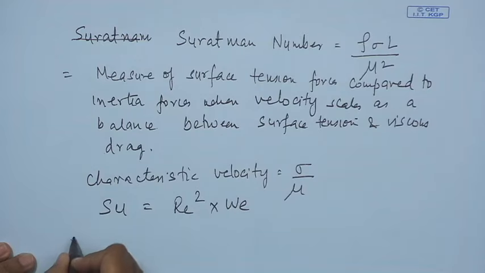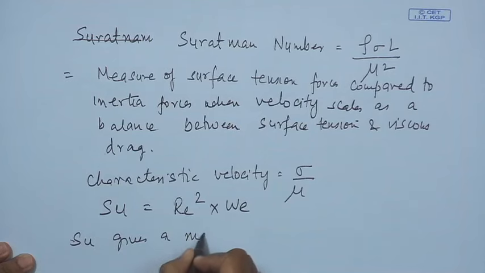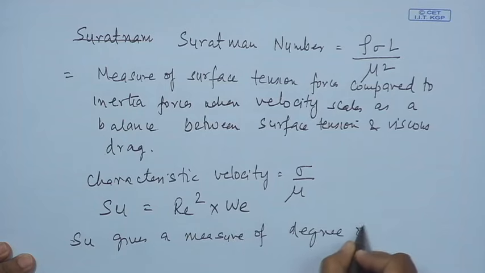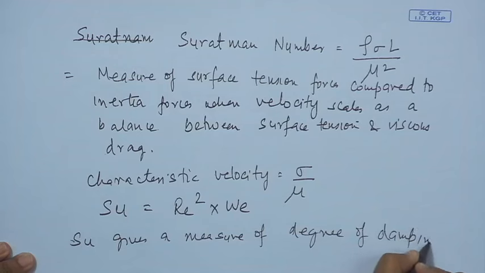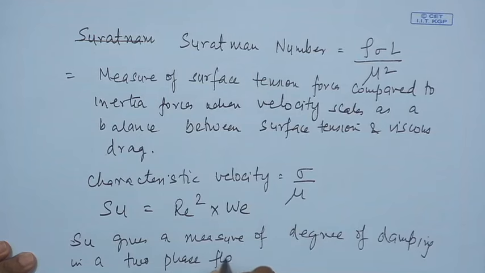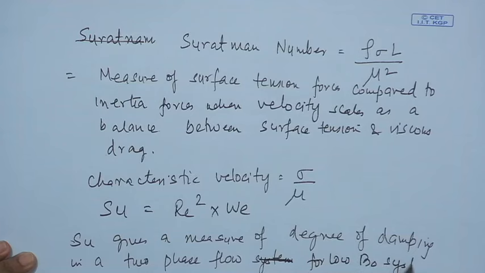velocity. Now, if you observe this number very well, what do you observe? You observe that the Suratman number gives a measure of the degree of damping in a two-phase flow system, for a two-phase flow low Bond number system. Is it clear to you?